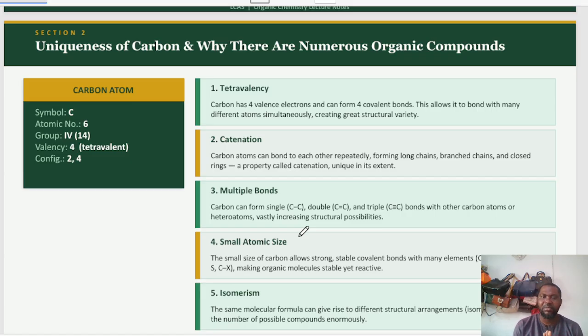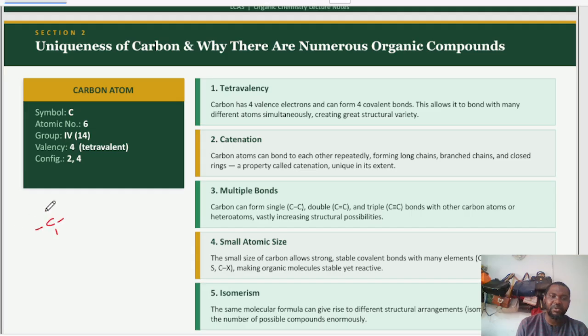One of the uniqueness of carbon is that carbon is tetravalent. It can form 4 covalent bonds. That means it allows it to bond with different atoms simultaneously, creating structural variety. So the tetravalency of carbon means it can form up to 4 bonds.